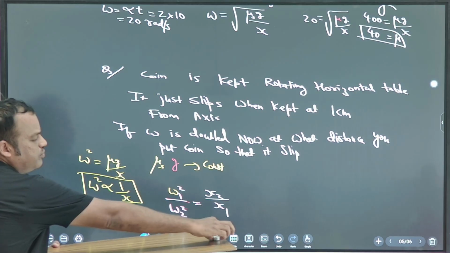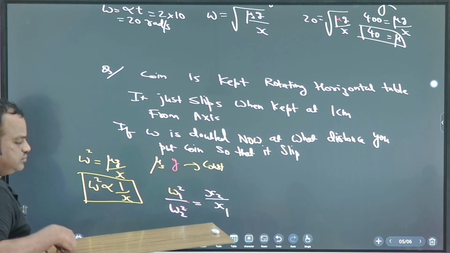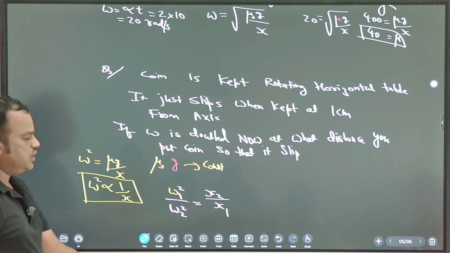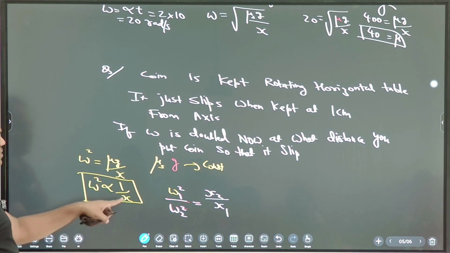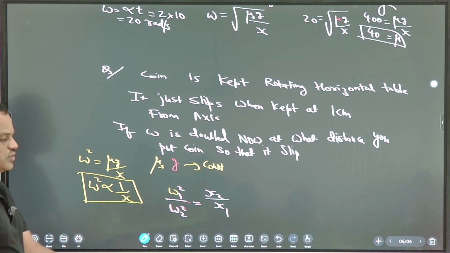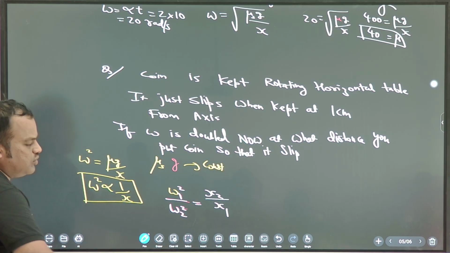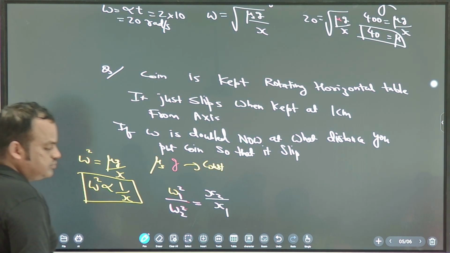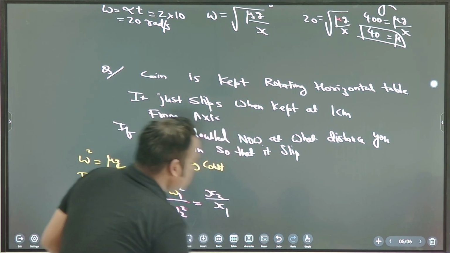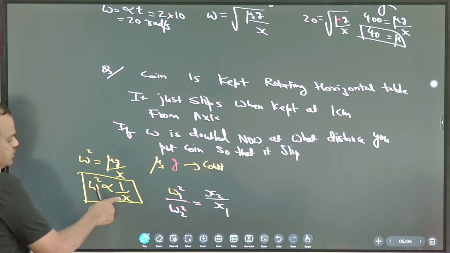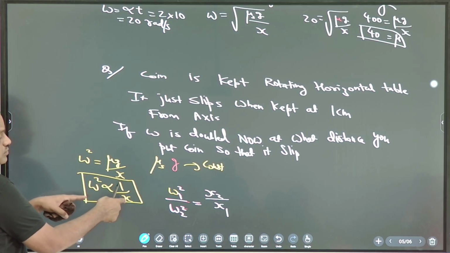If you keep the object here, x is more, so less omega. When x is more, omega is less, so it can slip very easily. Are you getting? Only with less omega it is slipping. So omega less, x more. Understood?